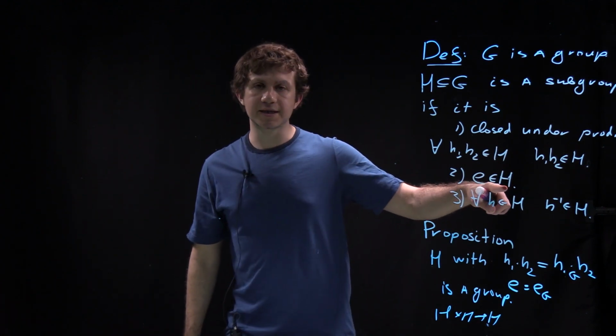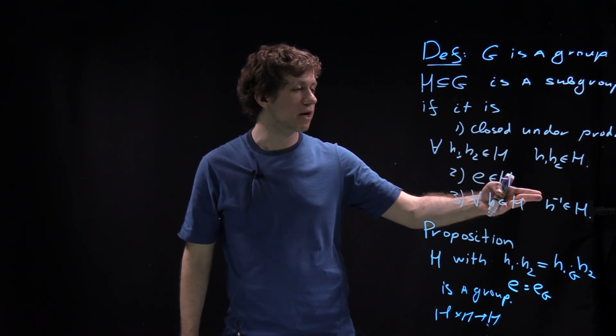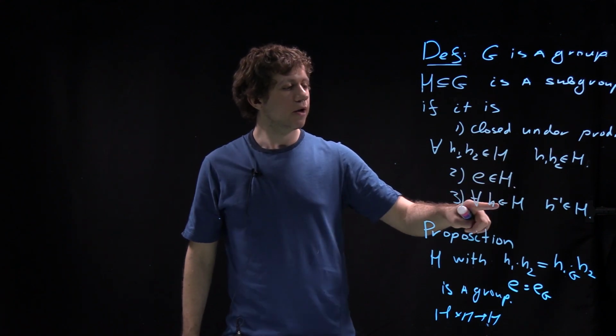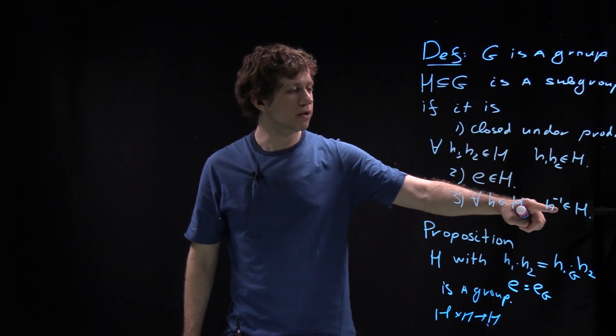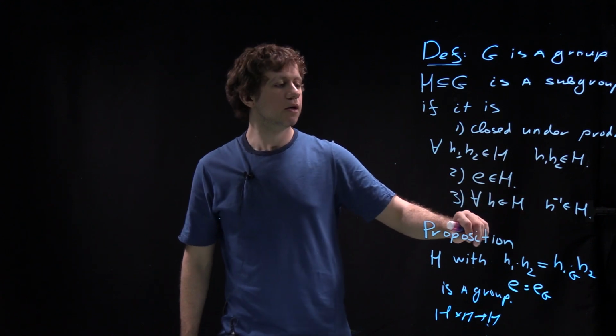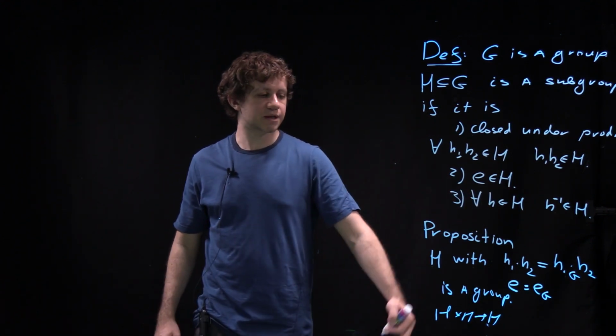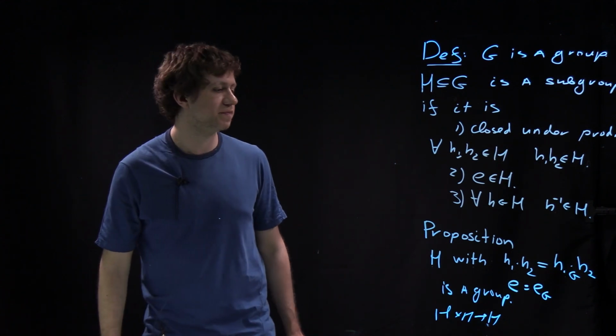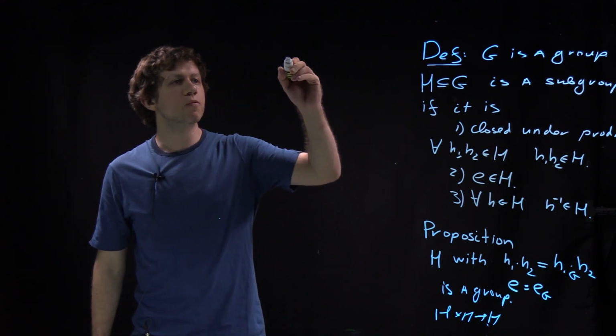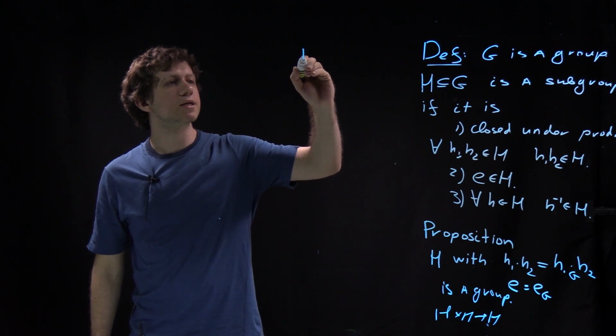So identity is the existence property. It should exist, and it might be outside, so we want it to be in H. And then for the inverse, we want the inverse of every element again to be in H. So basically the proof of this proposition is totally obvious. Nothing to prove.